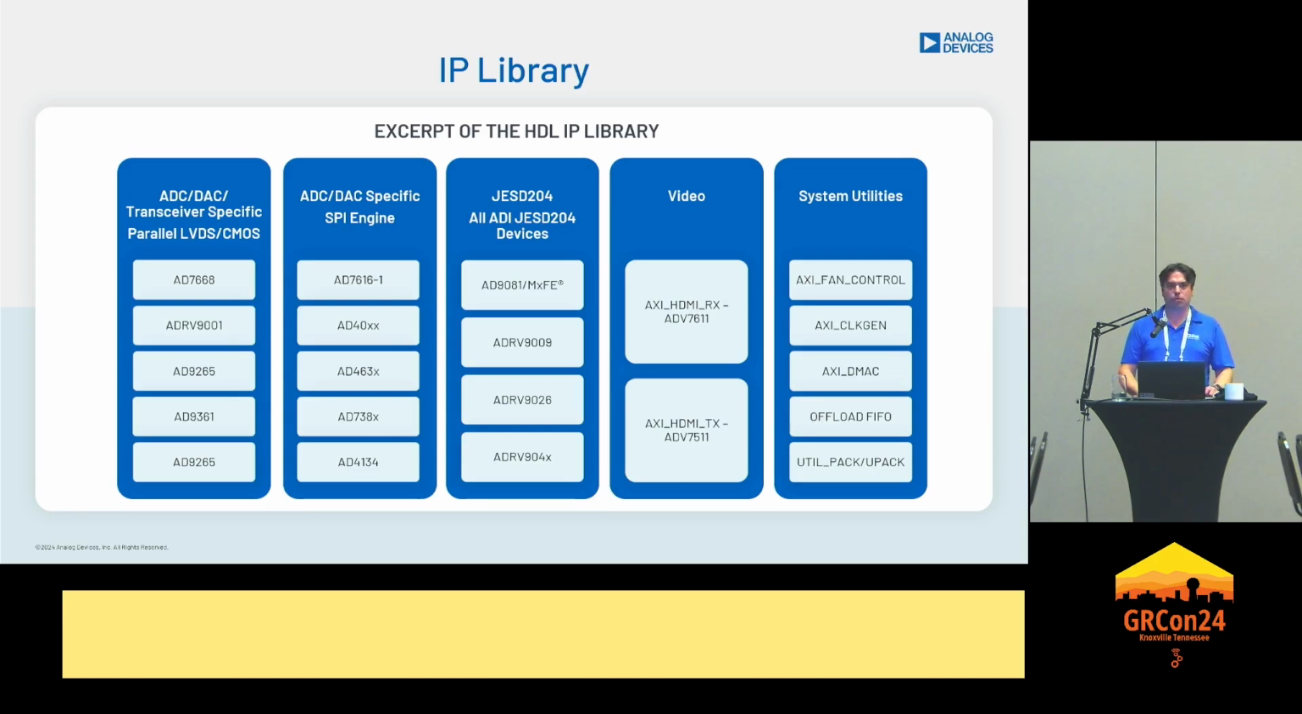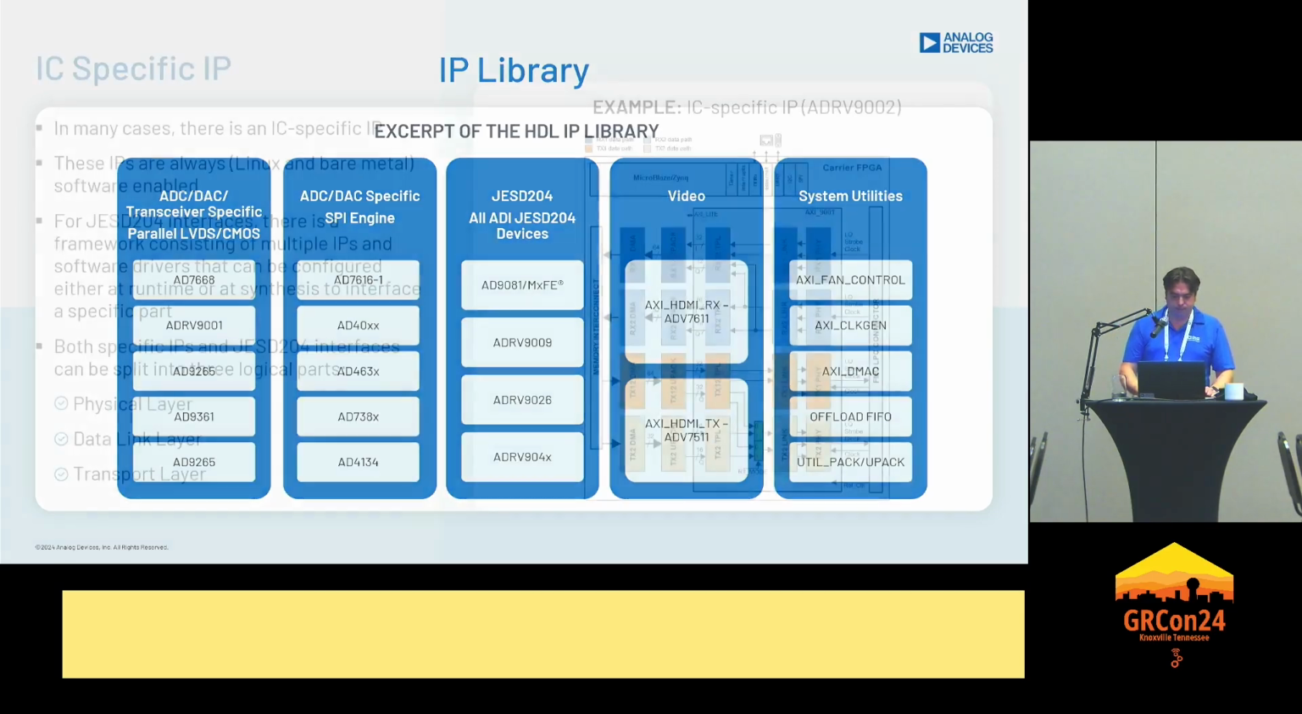AXI fan control is an IP block that automatically queries some system ADCs and turns the fan on or off based on parameters. AXI clock gen, for example, wraps around the standard MMCMs on these FPGAs and gives them an AXI configuration interface so they can really change the frequency from a Linux driver instead of loading a different bitstream or using a DRP interface to do so. Many of these blocks are kind of like that.